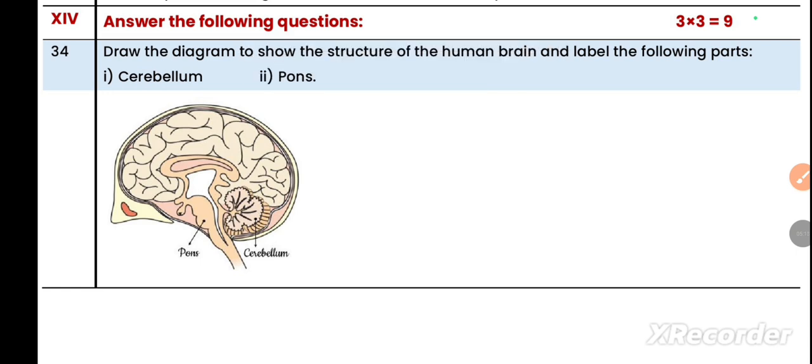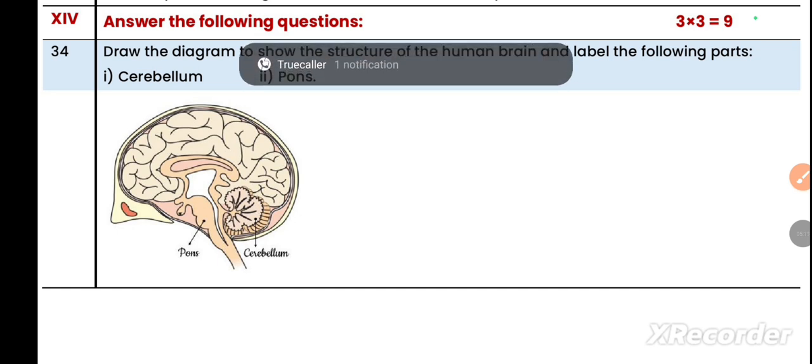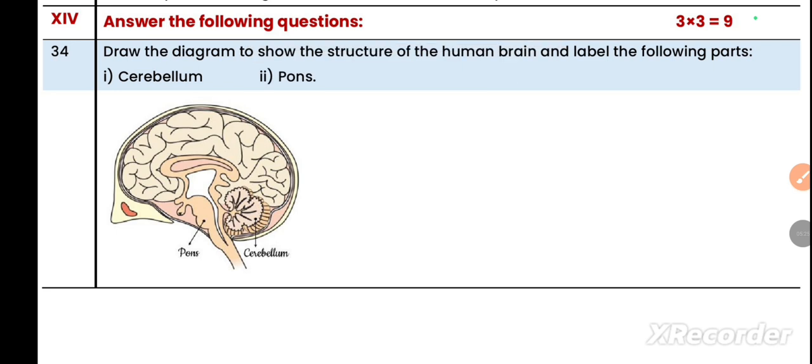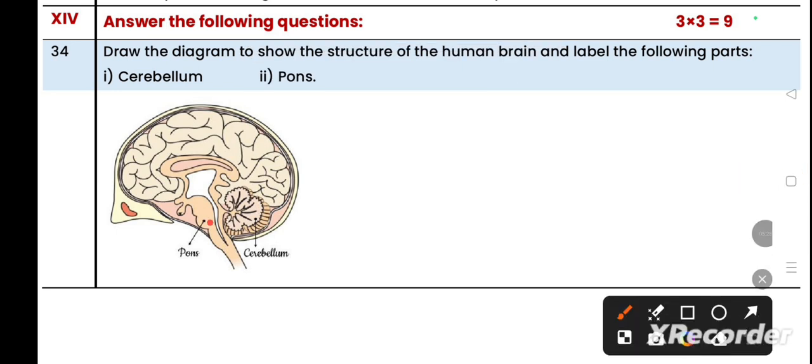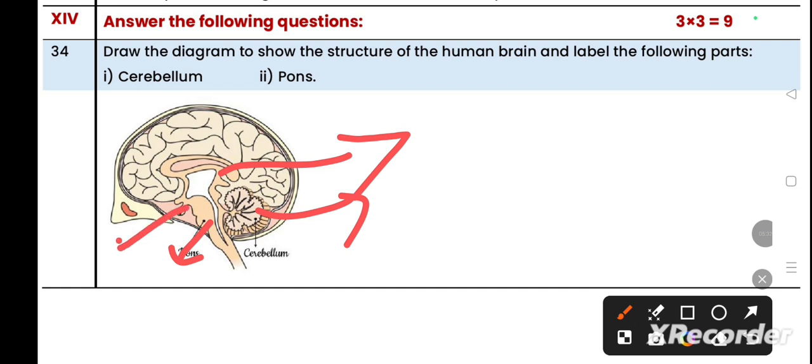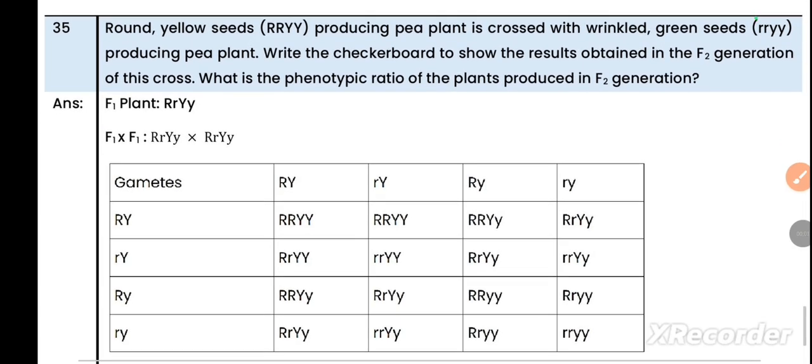Question number 14. Answer the following questions, each carrying 3 marks. Total 3 questions are there. Draw the diagram to show the structure of the human brain and label the following parts: cerebellum, pons. This is the pons. This is the cerebellum. This is the midbrain. Then pineal gland, then forebrain, cerebrum. Then skull, that's also called the cranium. Then spinal cord, extended.